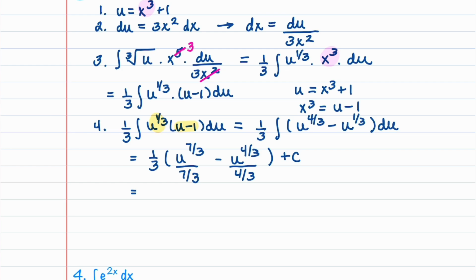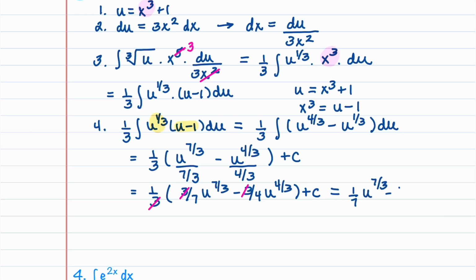Let's simplify this by bringing the fractions that are in the denominator up to the numerator. Our first term is 3 over 7, u to the 7/3, minus 3 over 4, u to the 4/3, plus c. And notice that our 3's are going to cancel. And this leaves us with 1/7 u to the 7/3 minus 1/4 u to the 4/3 plus c.